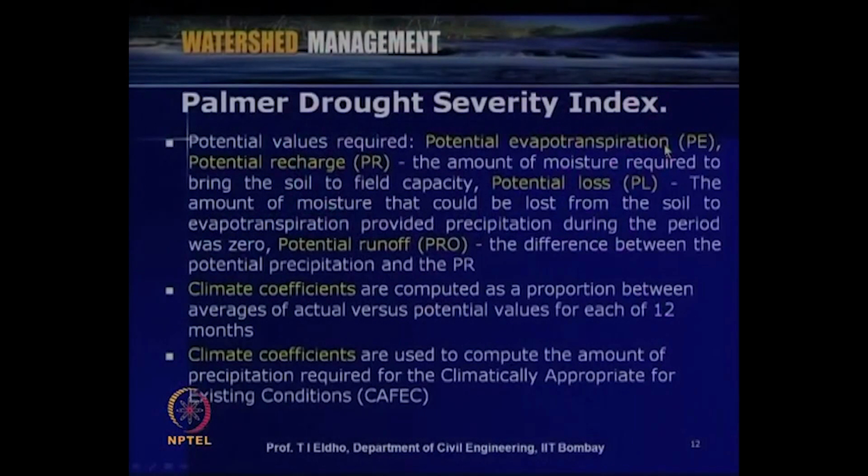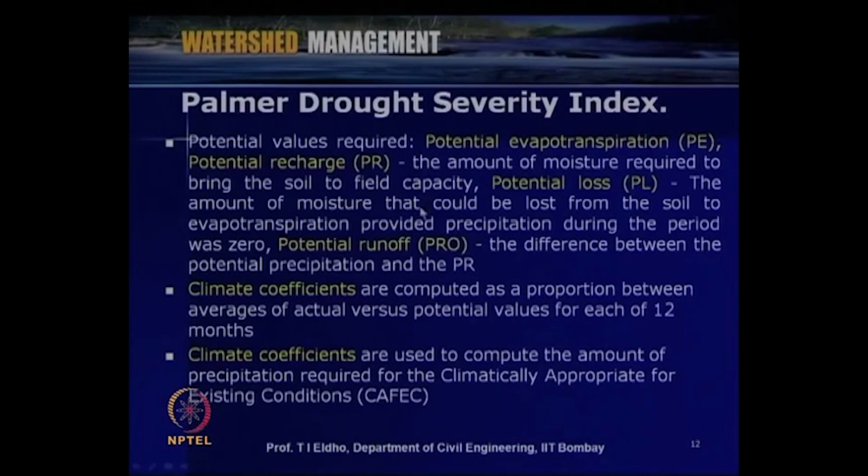As far as the Palmer drought severity index is concerned, the potential values required include the potential evapotranspiration, potential recharge for the soil, which is the amount of moisture required to bring the soil to its field capacity, and potential loss, like the amount of moisture that could be lost from the soil to evapotranspiration provided precipitation during the period was 0. Then potential runoff from the particular watershed or area, that is the difference between the potential precipitation and the potential recharge. So, that is the potential runoff.